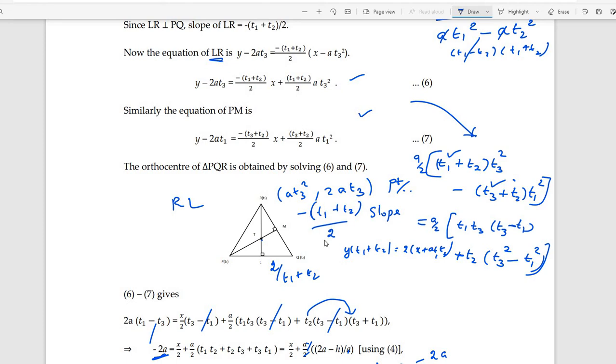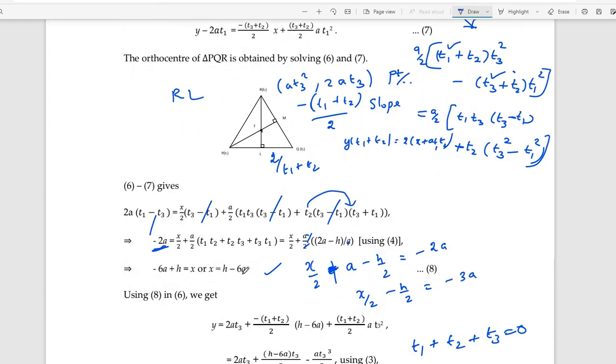So now we can cancel this t1 minus t3, that's common throughout. And so we are left with only this term: minus 2a is equal to x/2 plus a/2 into the sum of the product of the roots taken two at a time. And that, from relation 4, is nothing but (2a minus h)/a. Now we can cancel this a, and on simplification this will give us x to be h minus 6a. We cancel the terms and simplify, and ultimately we get x as this.